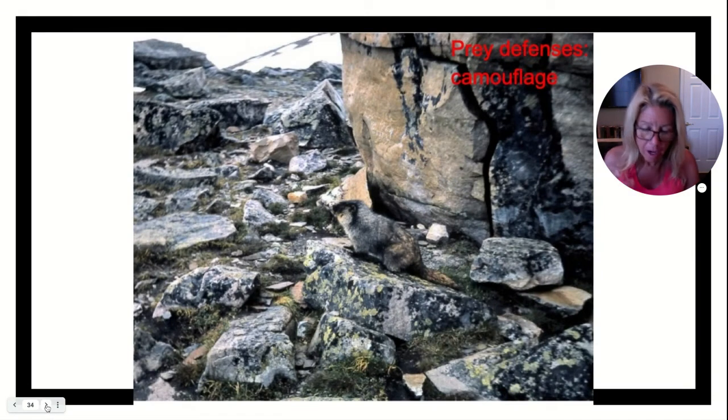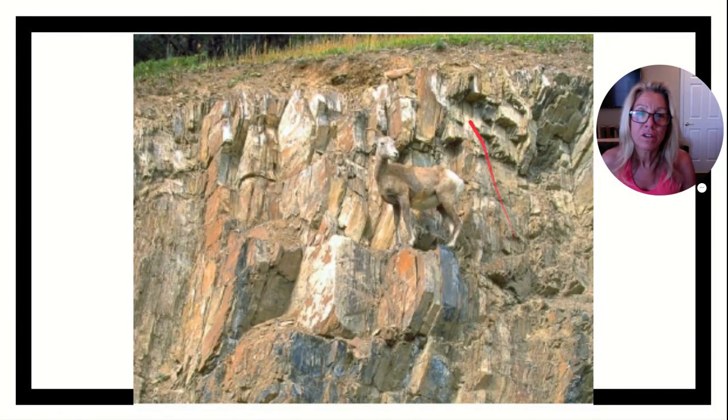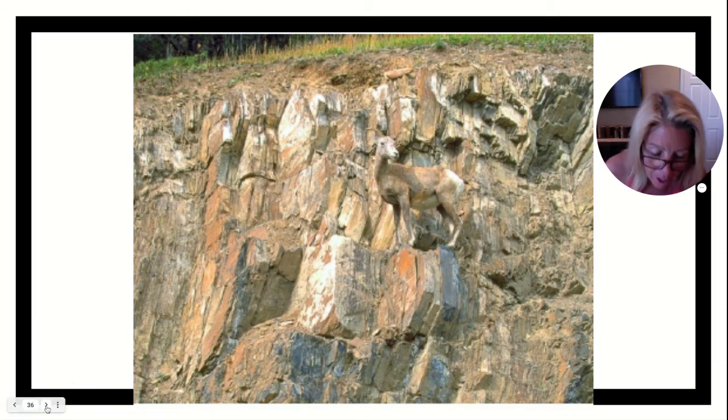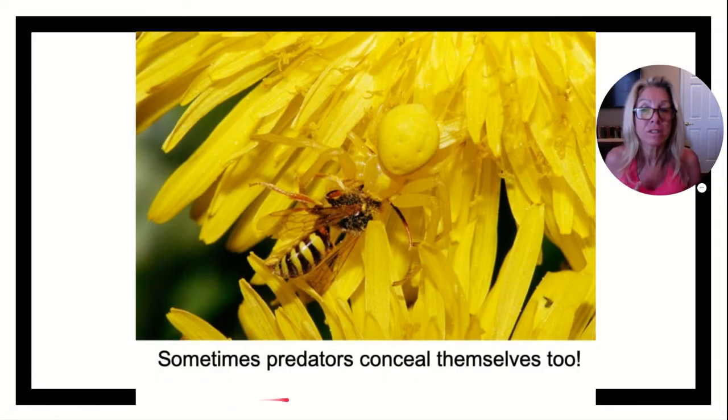They could also have poisonous secretions. They could also camouflage themselves. What I think is interesting about this mammal is the coloring of the fur kind of matches the lichen on the rock, and that's pretty amazing to me. Here, you can see the back of this, and these are the legs of this little arthropod, this insect. It's some pretty good concealment. Here you can see them on the rocks. So C was poisonous secretions, and D is concealment. And sometimes predators conceal themselves as well.